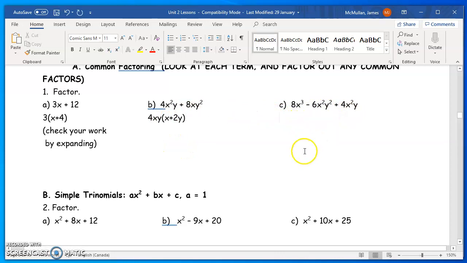We go over to this last one. We notice that 8, 6, and 4 can all be divided by 2 and no higher number. X cubed, x squared, and x squared can all be divided by x squared, right? And then I'm looking for y's, but this one has a y, this one has a y squared, and this one does not have a y to give at all. So you can't factor something unless everything is able to give it. So here we've got 2x squared, so we're going to do 8x cubed divided by 2x squared.